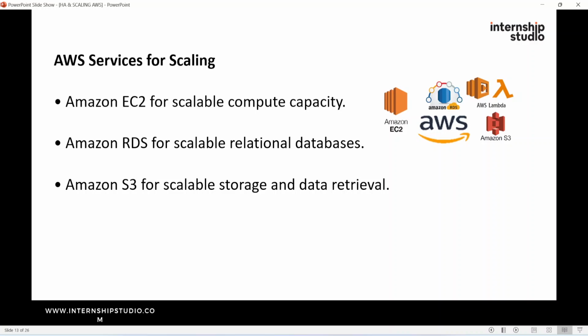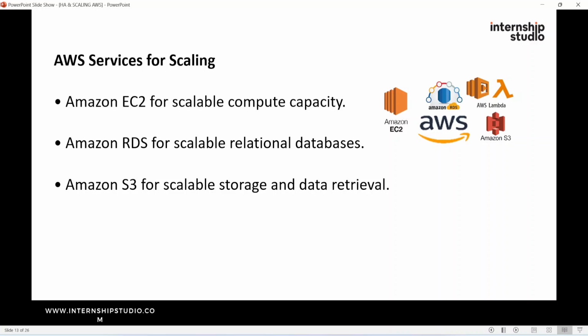So which are the AWS services we have for scaling? We have Amazon EC2 for scalable compute capacity. We have Amazon RDS for scalable relational databases. We have Amazon S3 for scalable storage and data retrieval.